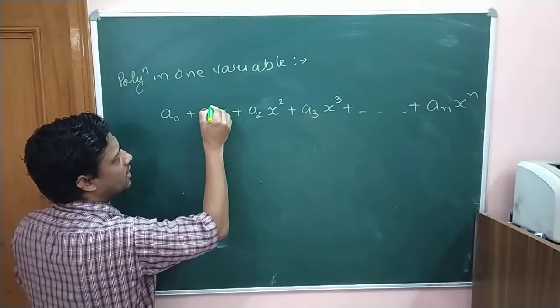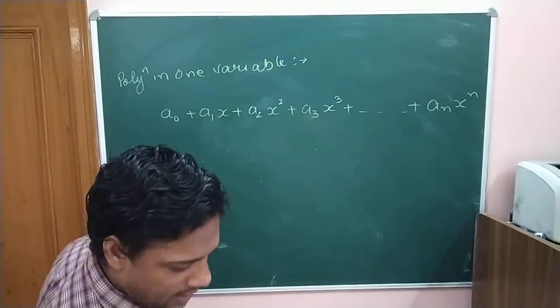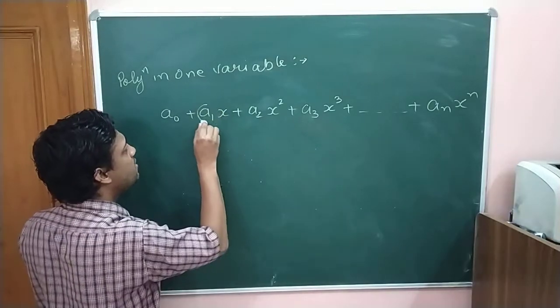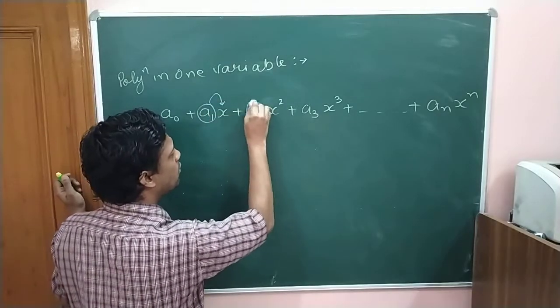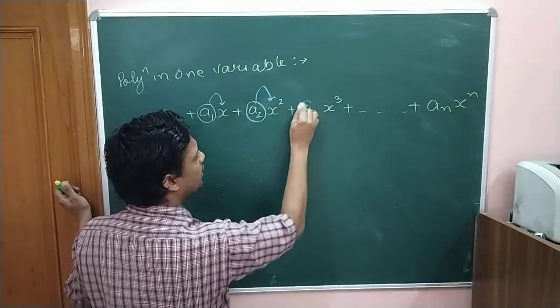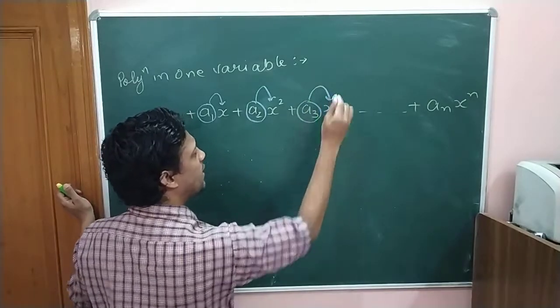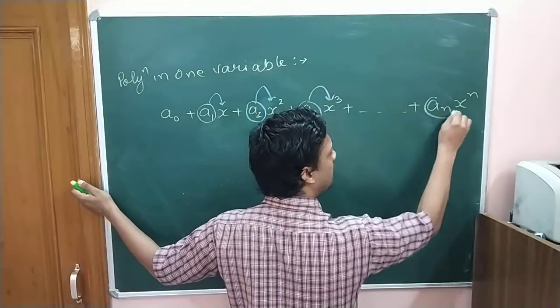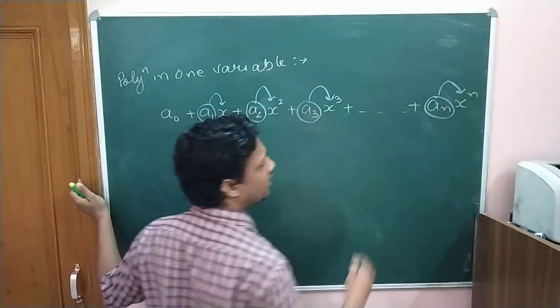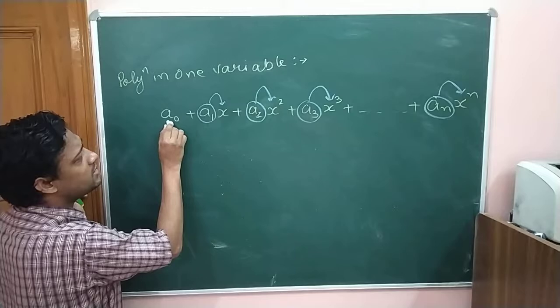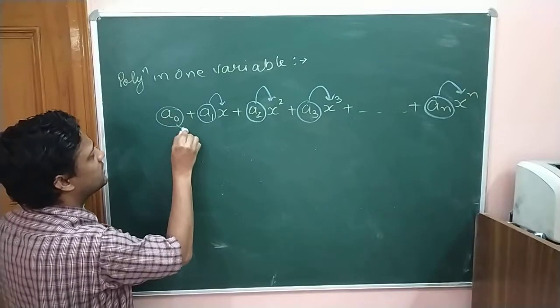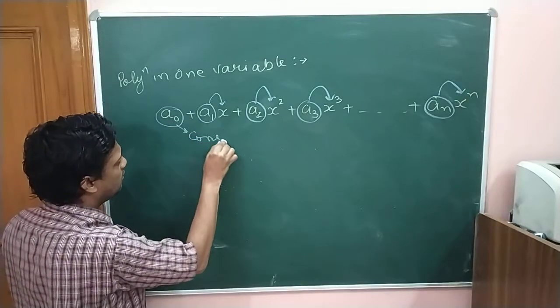Now please see carefully, where a1 is the coefficient of x, a2 is the coefficient of x square, a3 is the coefficient of x cube, similarly an is the coefficient of x^n. And there is no variable with a0, so a0 works as a constant.